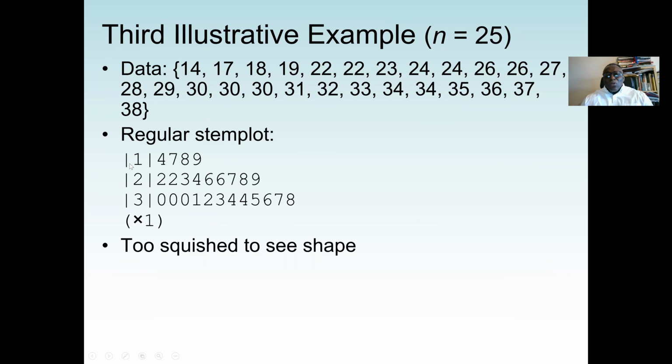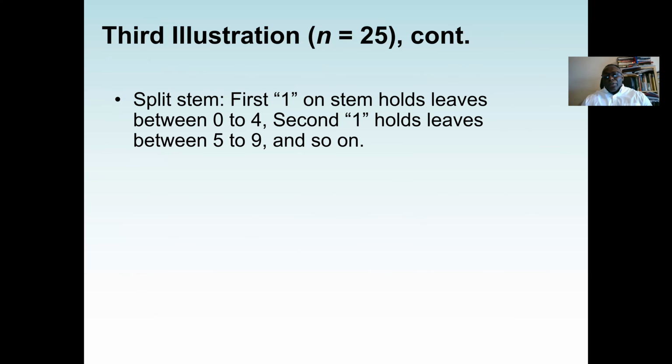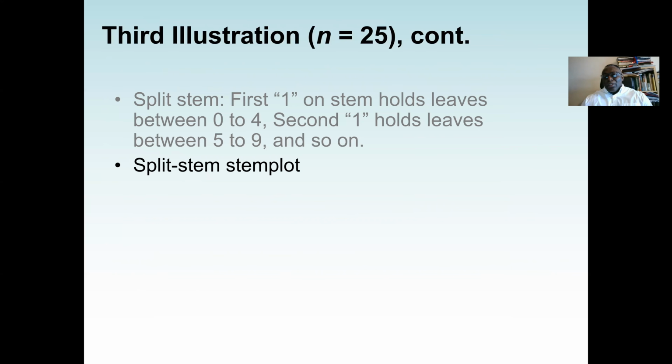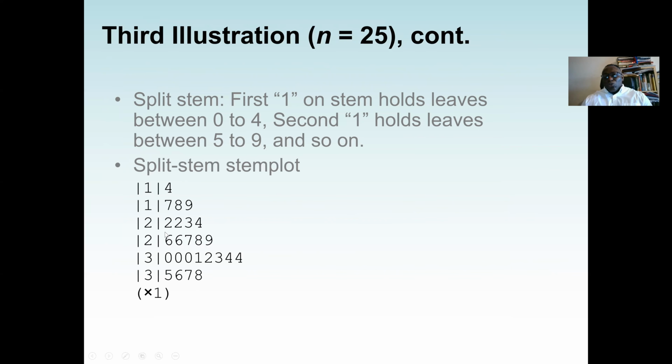So what we can do is divide each stem into 2. So we may have 1, 1, 2, 2, 3, 3 to spread it a little bit. In this case, we may say the first one will be from 0 to 4, the second one will be from 5 to 9. And that's what we did here. So we split it 1, 1, 2, 2, 3, 3. We can see this gives us a good shape.